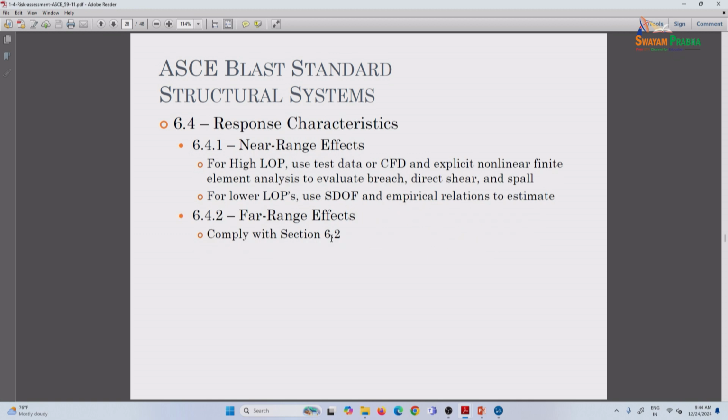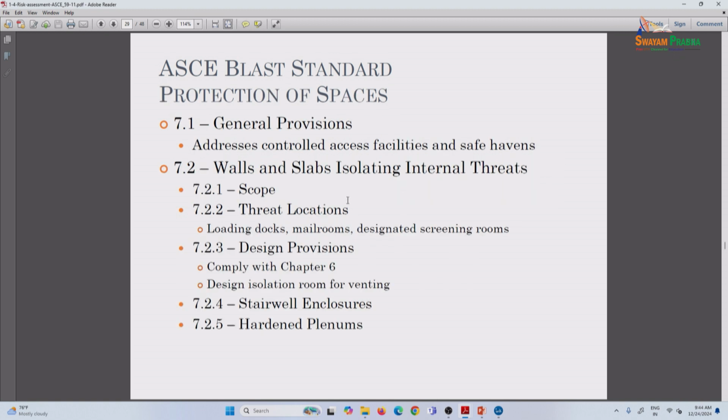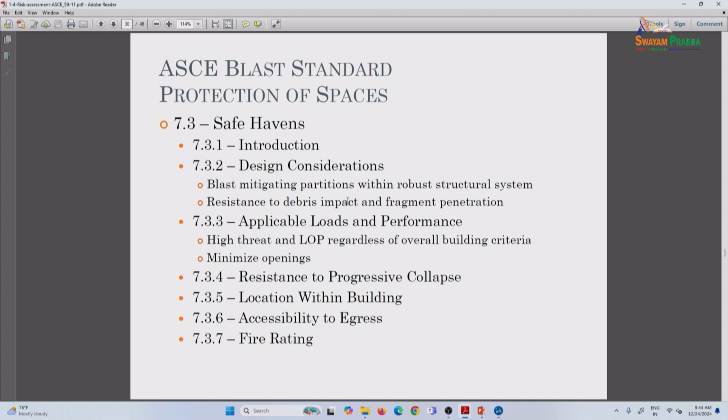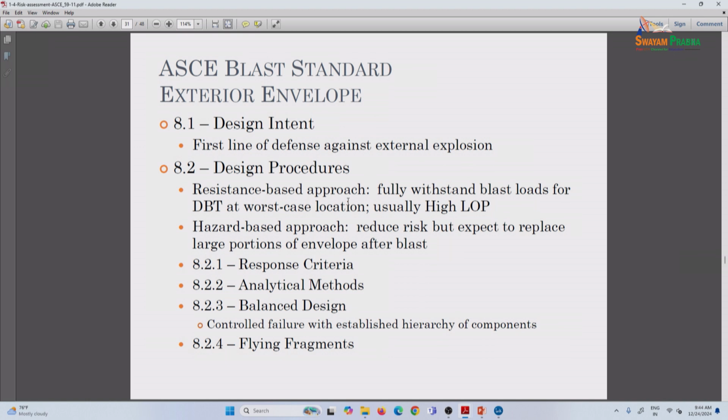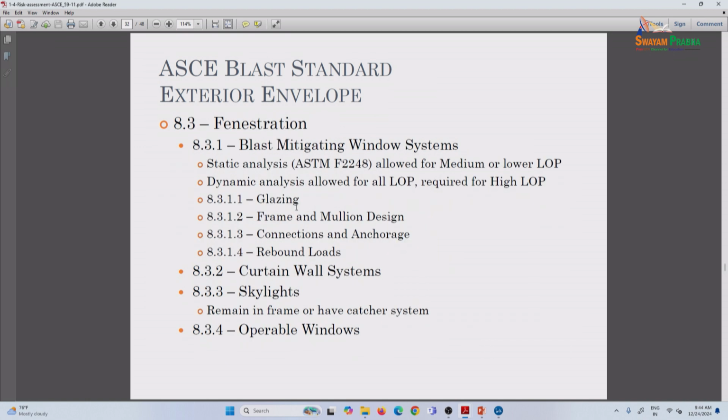Then the response characteristics: hopefully by today I'll start introducing, and by tomorrow we'll start looking at response characteristics. Then the standard talks about internal threats and safe havens. I don't think I'll get into some of these so much. The design intent, of course, will include some of this. Fenestration and windows, I have a little bit of it.